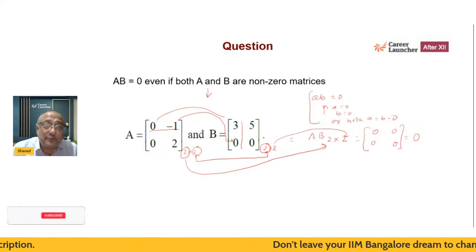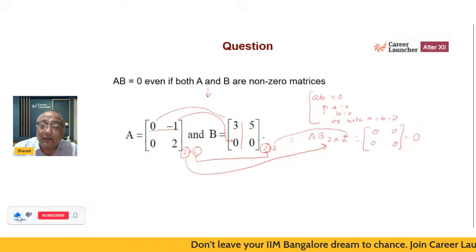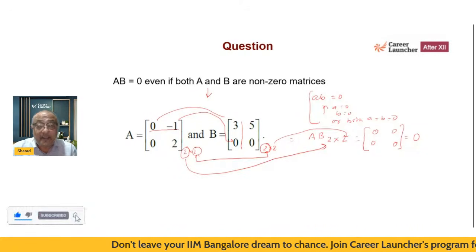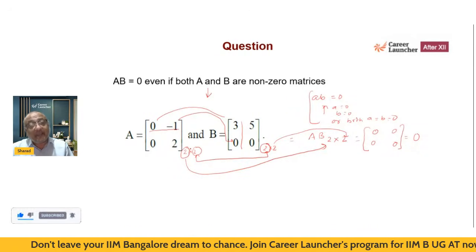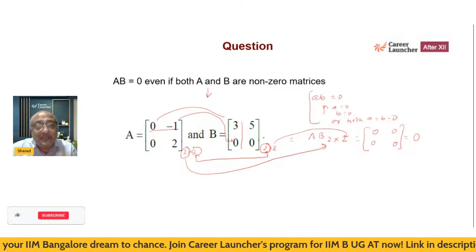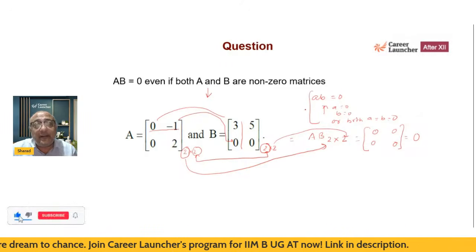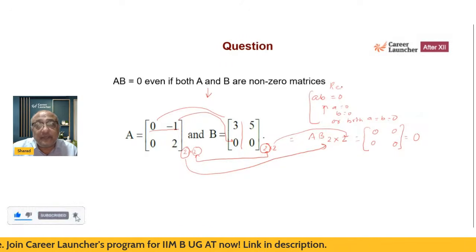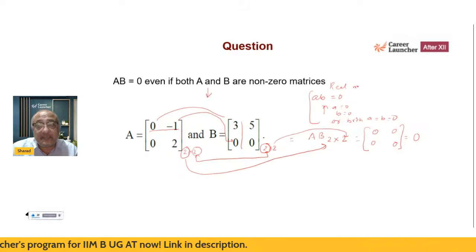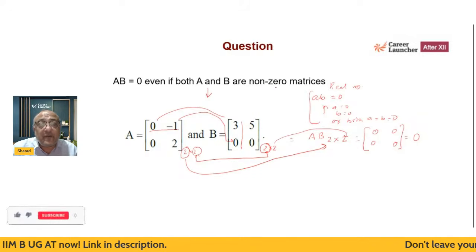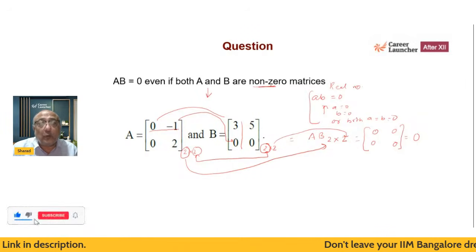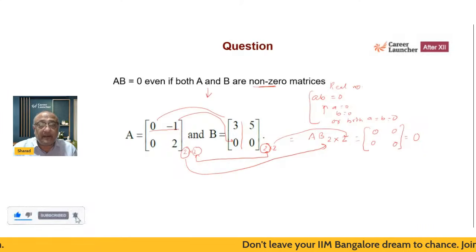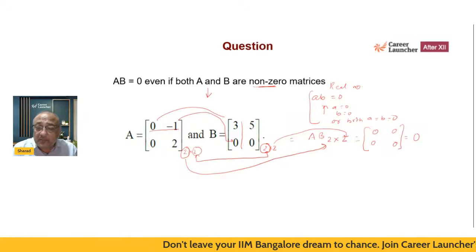The product of two matrices can be equal to 0 even if both A and B are non-zero matrices. So this is the difference from real numbers. This is for real numbers. In case of matrices, you can have the case where both are non-zero. Is it clear? It is so simple.